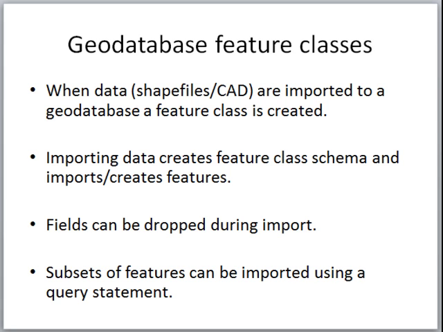When data are imported to a geodatabase, a feature class gets created. Importing data creates feature class schema, or the structure of the database, the fields, as well as it imports and creates features in the process. So you get all the fields from the existing data set as well as the features. Fields can be dropped during an import of a data set into a geodatabase, and we can also select subsets of features to only create a feature class of a subset of the selected features.